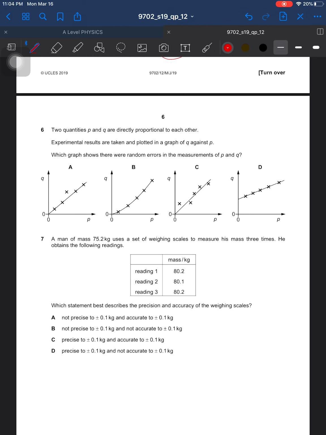So question number 6, you want to find the graph that shows that there were random errors. If you remember, for practical paper 3, we discussed different types of errors. We have random and systematic. So how do we define that?